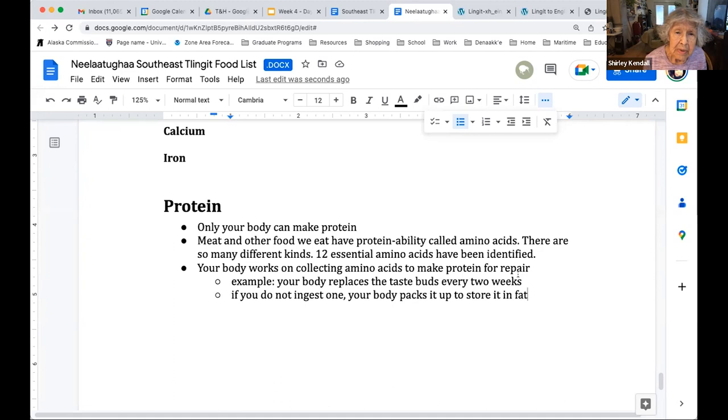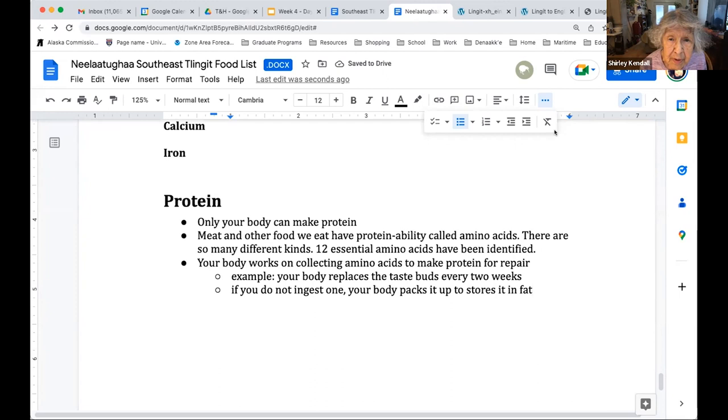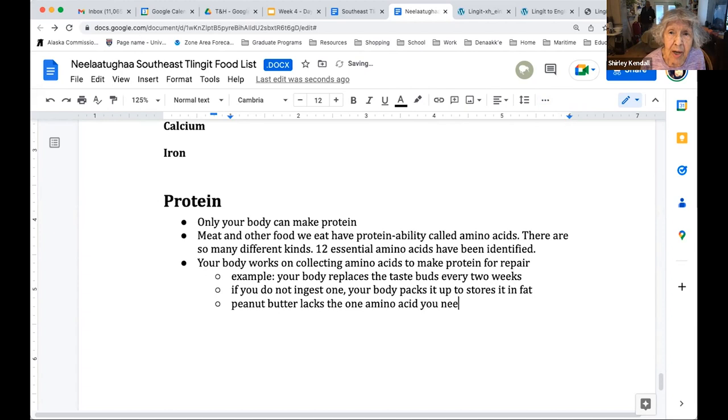So if you're one of those people that likes to stand at the counter and eat peanut butter out of the jar, peanut butter lacks the one amino acid that you need. So all you're getting is fat. And that's why we say, okay, if you're going to eat peanut butter, put it on a cracker or on bread. That completes it.